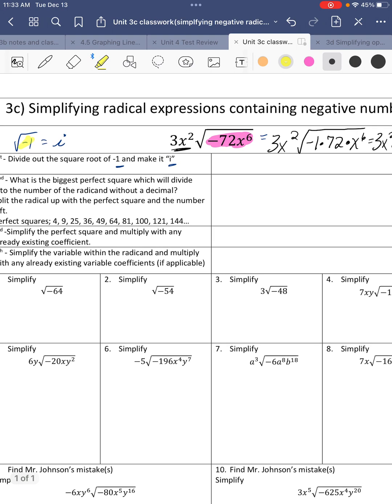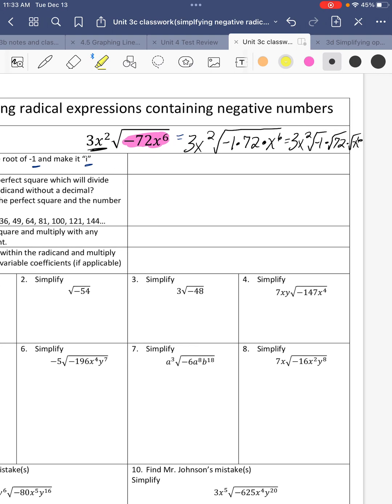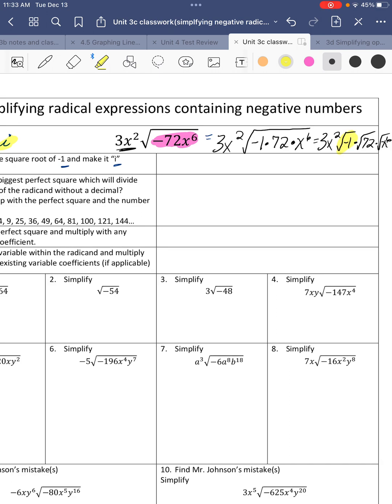Now, looking over here, the square root of -1 is always going to be i. So if you ever have that, you can replace it with i. So we're going to make that i. So it's going to become 3x squared i. And then I'm going to have the square root of 72 and the square root of x to the 6th.